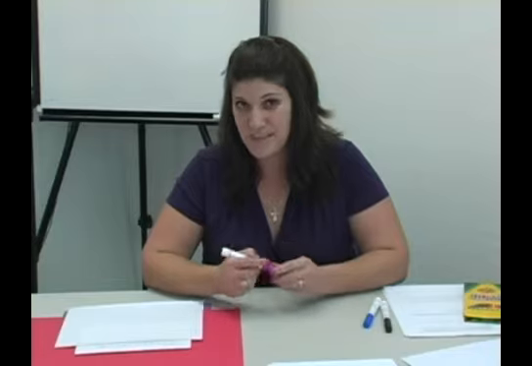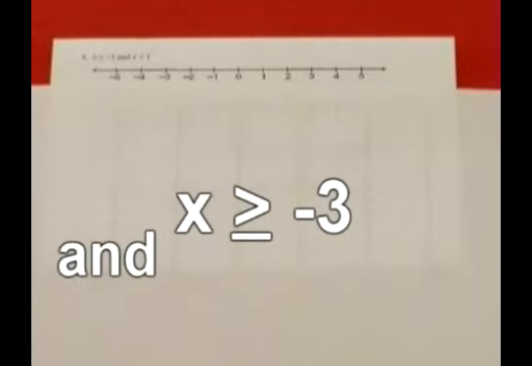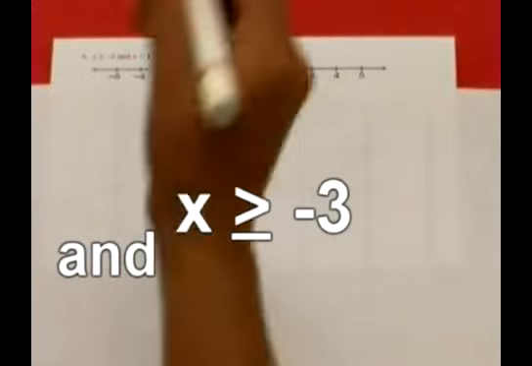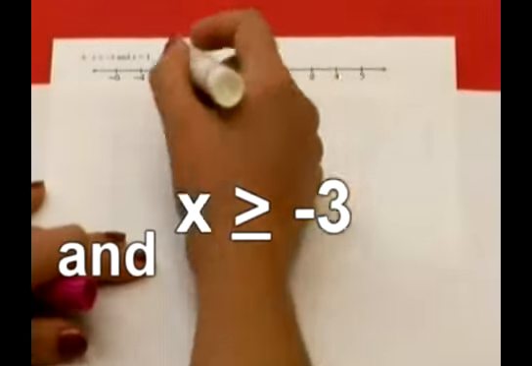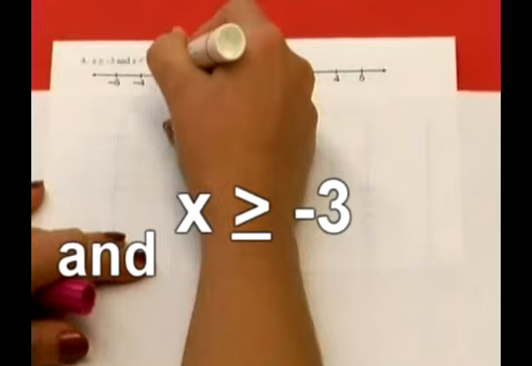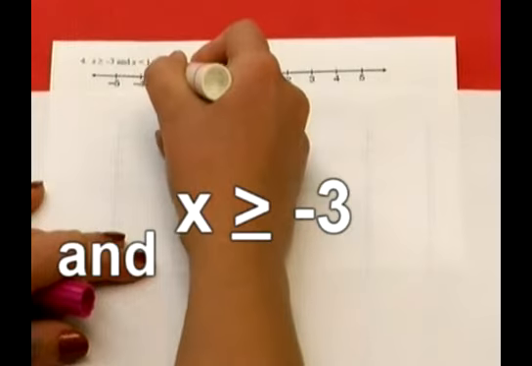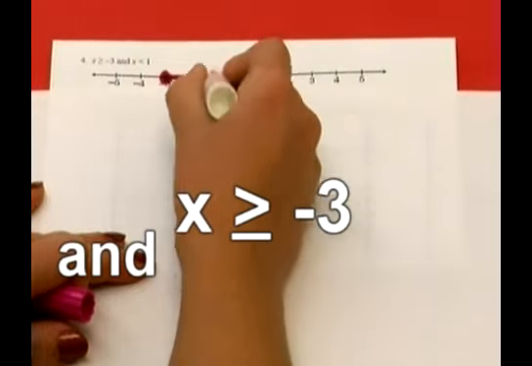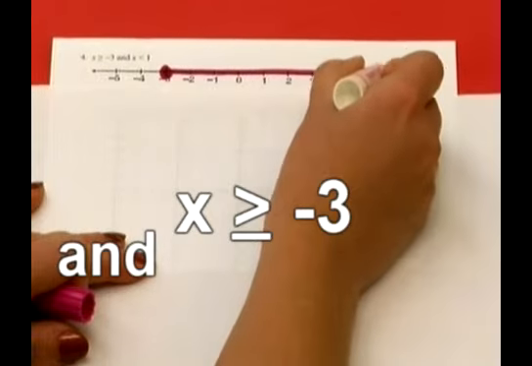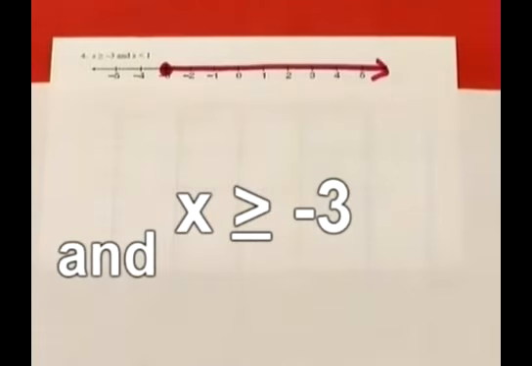Let's do a few more of these for practice. We have x is greater than or equal to -3. I'm going to do that in my pink pen. So I'm going to -3 and drawing my circle. It's greater than or equal to, and x is all numbers greater than or equal to -3.